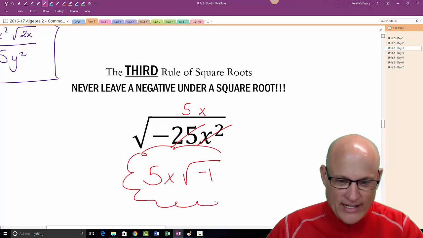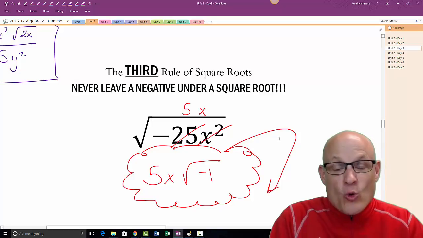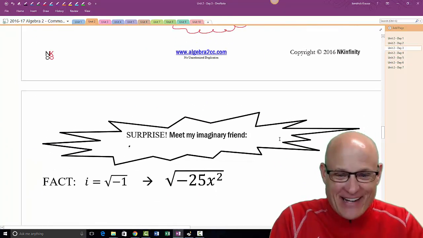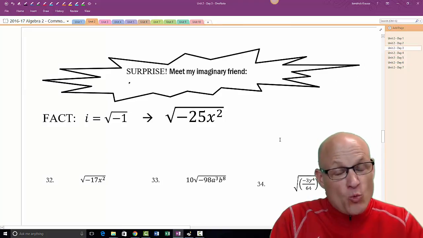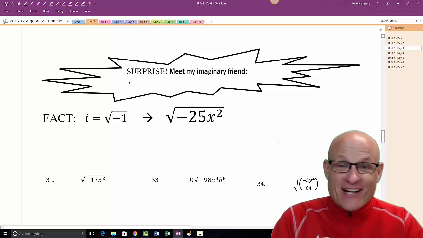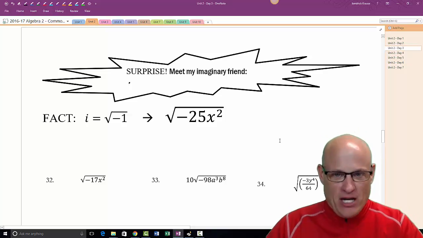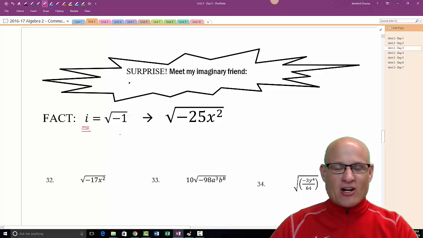But, surprise, surprise, go to the next page. We are now going to introduce you to imaginary numbers. You know, because math wasn't hard enough. We're going to introduce numbers that really don't exist because they're imaginary. So, meet my little friend, i. Yes, we have the imaginary number i.